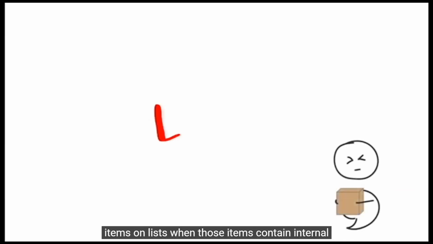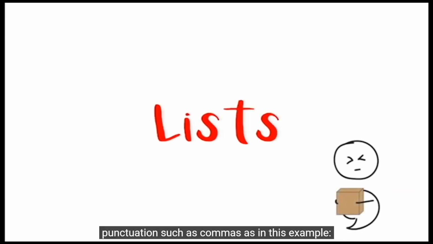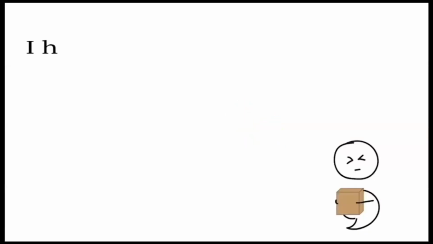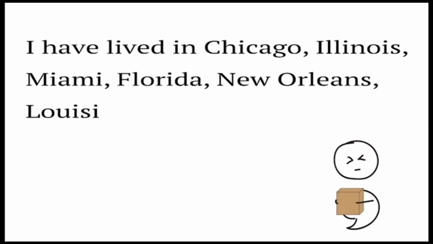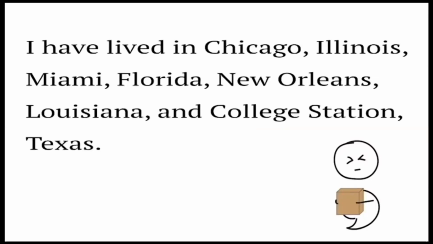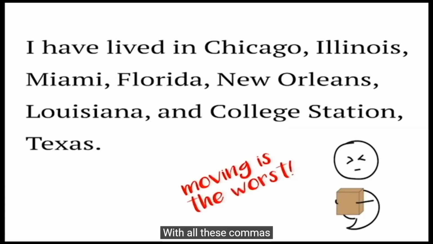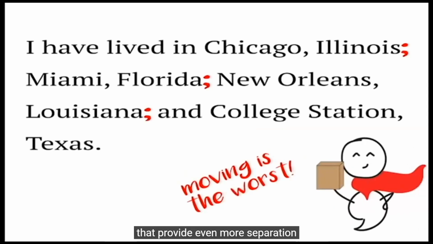Another great way to use a semicolon is to separate items on lists when those items contain internal punctuation, such as commas, as in this example. I have lived in Chicago, Illinois; Miami, Florida; New Orleans, Louisiana; and College Station, Texas. Moving is the worst. With all these commas, it's hard to tell what goes together and what is separate.